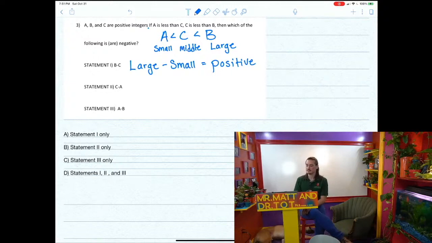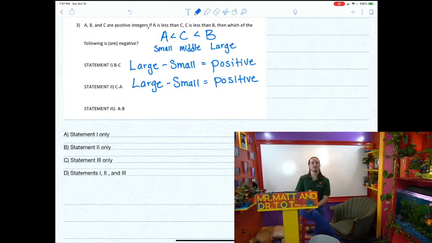Statement 2, C minus A. Well, C relative to A is large. So again, we have a relatively large number minus a relatively small number, according to the context of this question. And so again, that will always have to result in a positive value. That's, of course, given the fact that A, B, and C are positive. If A, B, and C were negative, this would be a little bit trickier.